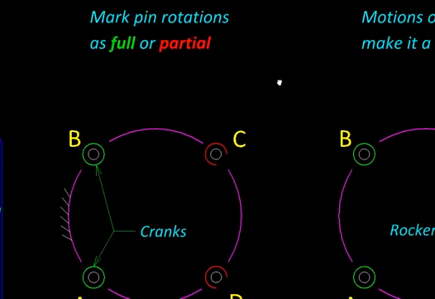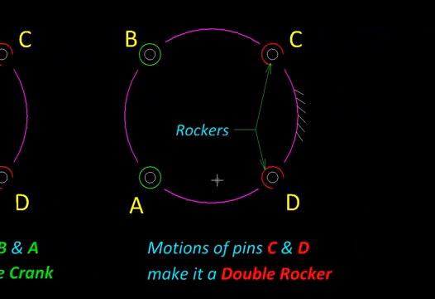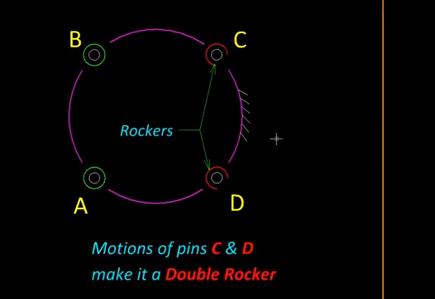Let us see another inversion. For that, we are going to fix link AB. Here, if this is the input BC and AD is the output, then both are connected to a fully rotating pin, and therefore both of them will be cranks. So we get a double crank. And fixing link CD would put our input link as well as output link in contact with a partially rotating revolute pair, and therefore both of them will become rockers, and then we will get a double rocker mechanism.